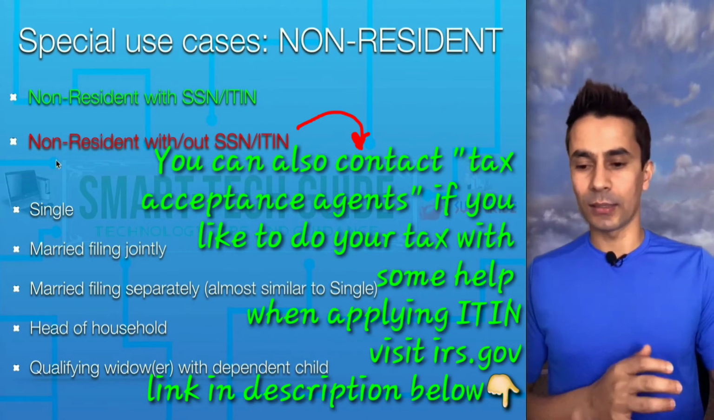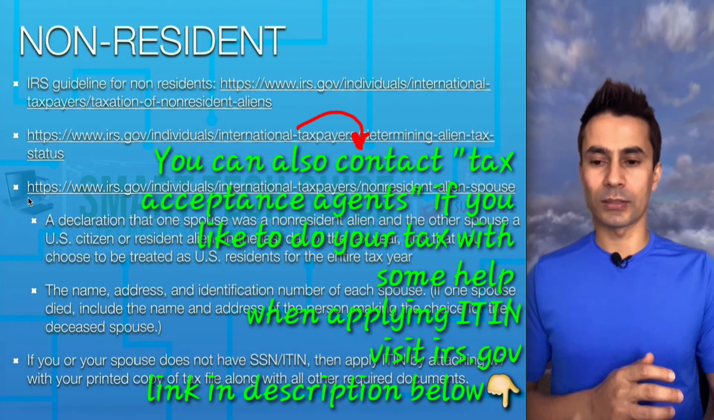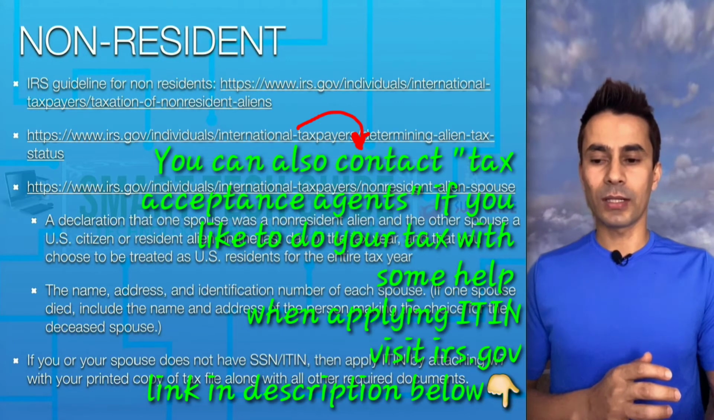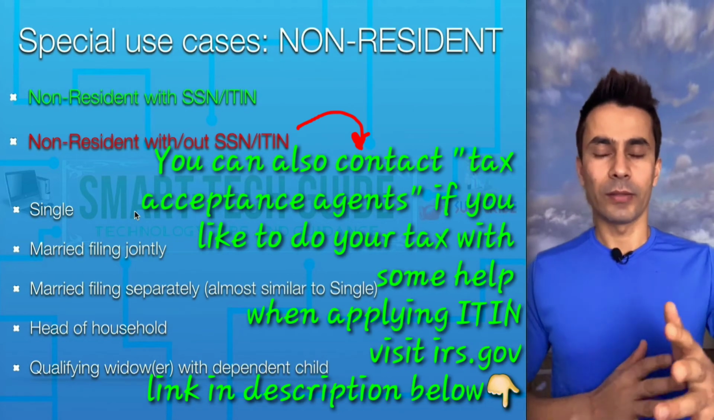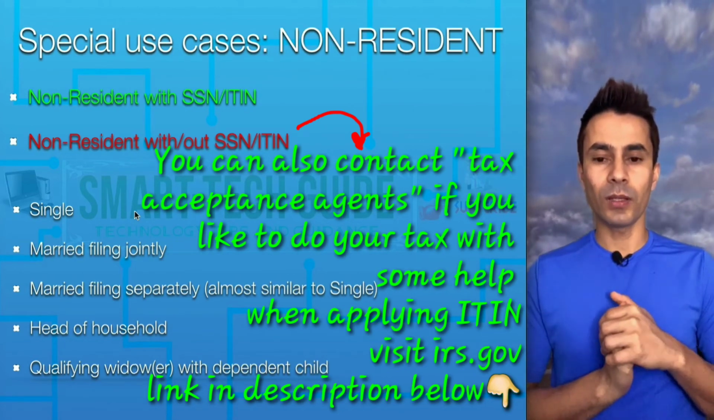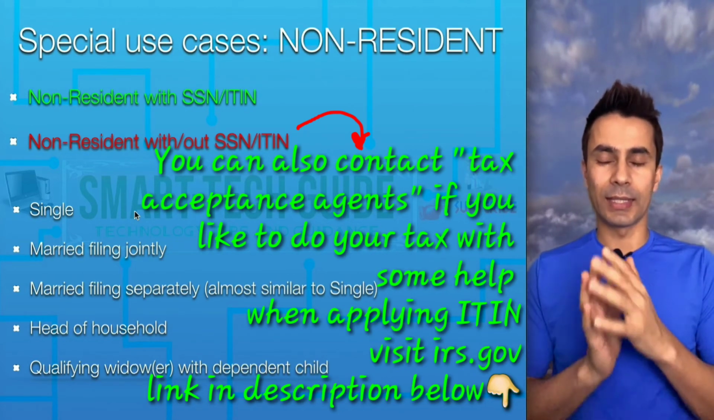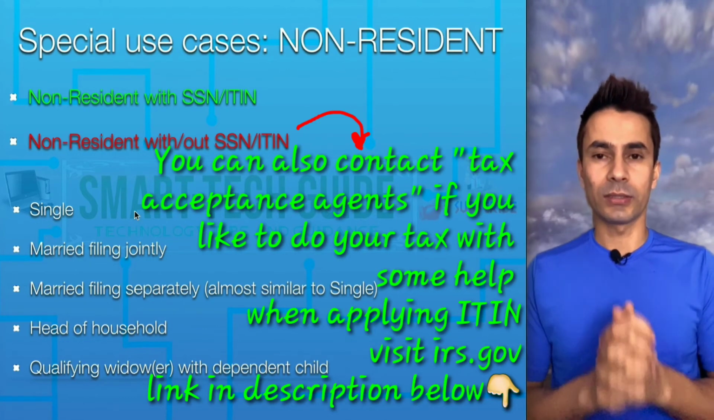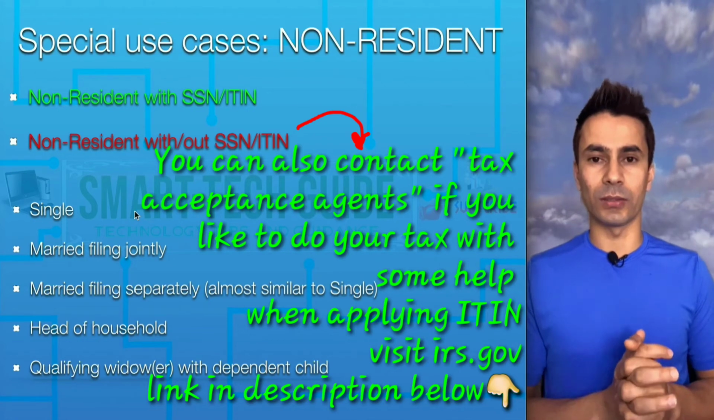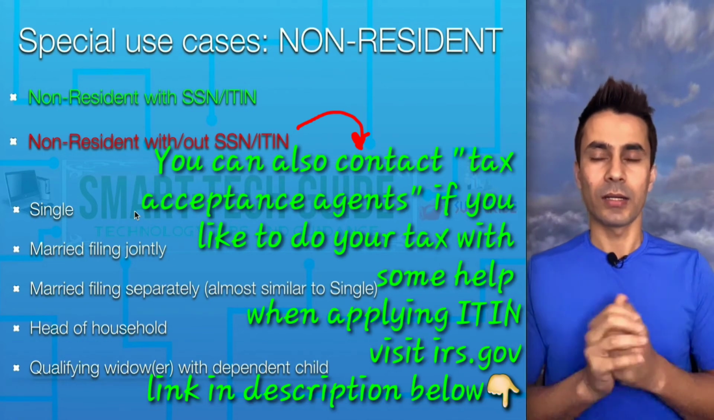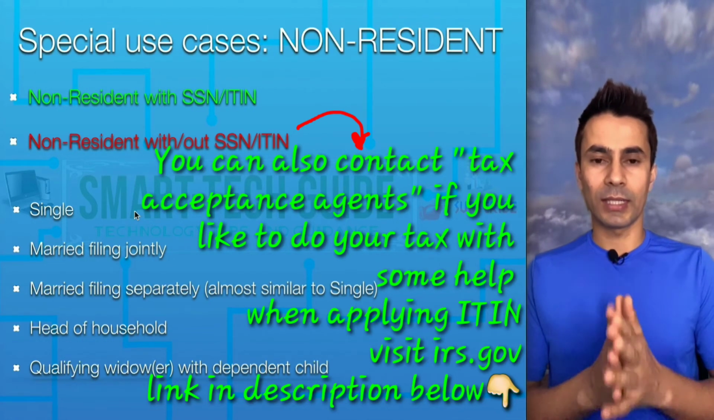With that, let's go back to another slide. If you are non-resident, as I mentioned earlier, you will have two options again. If you have an SSN or ITIN, that's pretty straightforward. You just have to file 1040 non-resident as an ENR. So with that, it's straightforward.